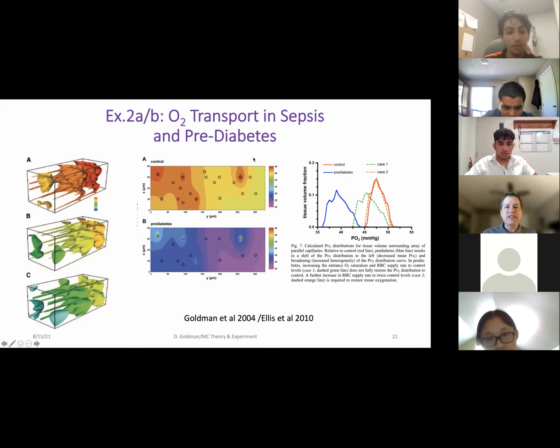Right, so this study was pre-diabetes. If you look at this, the numbers aren't very great: from 48 to 39 is not a big change in PO2. But this is before anyone would be diagnosed with diabetes. If we did this in a diabetic case, I think the capillary density would be much lower, and this would be much more to the left.